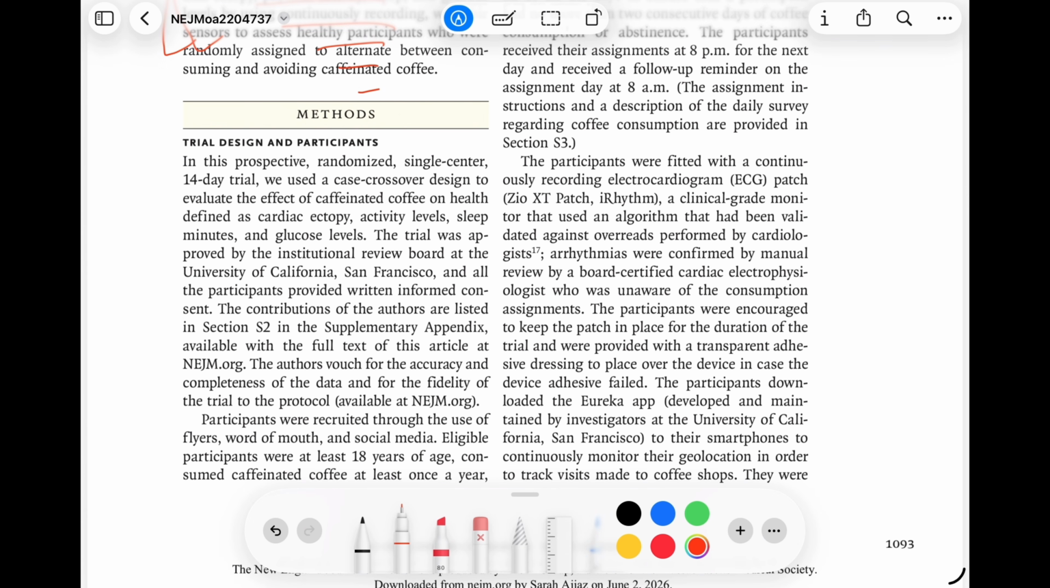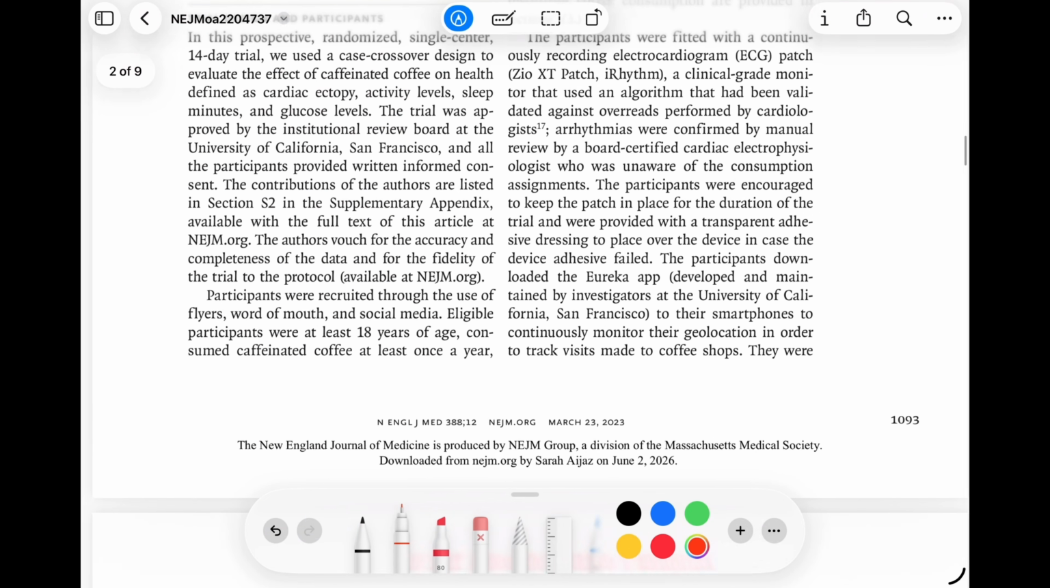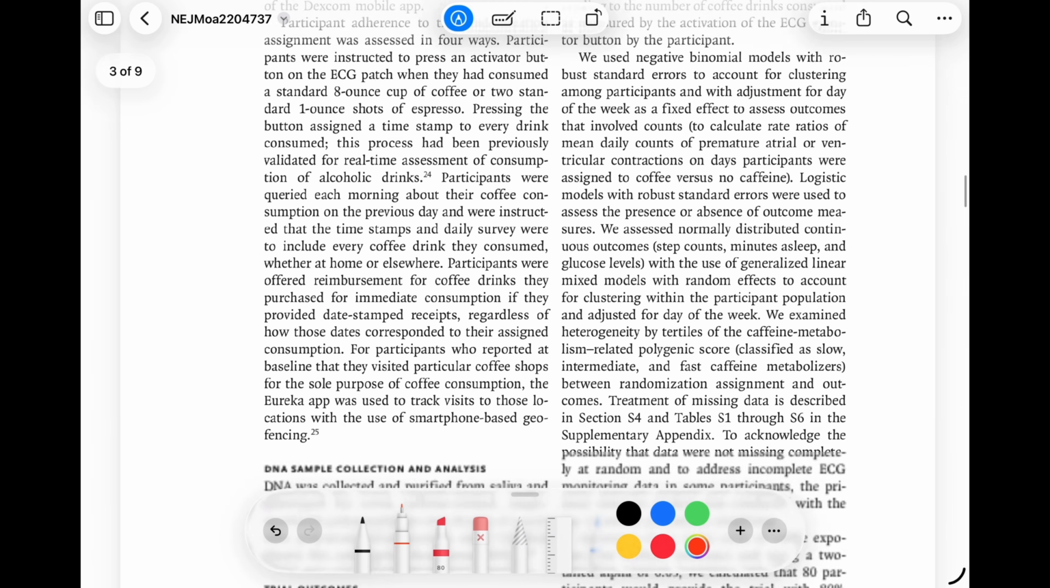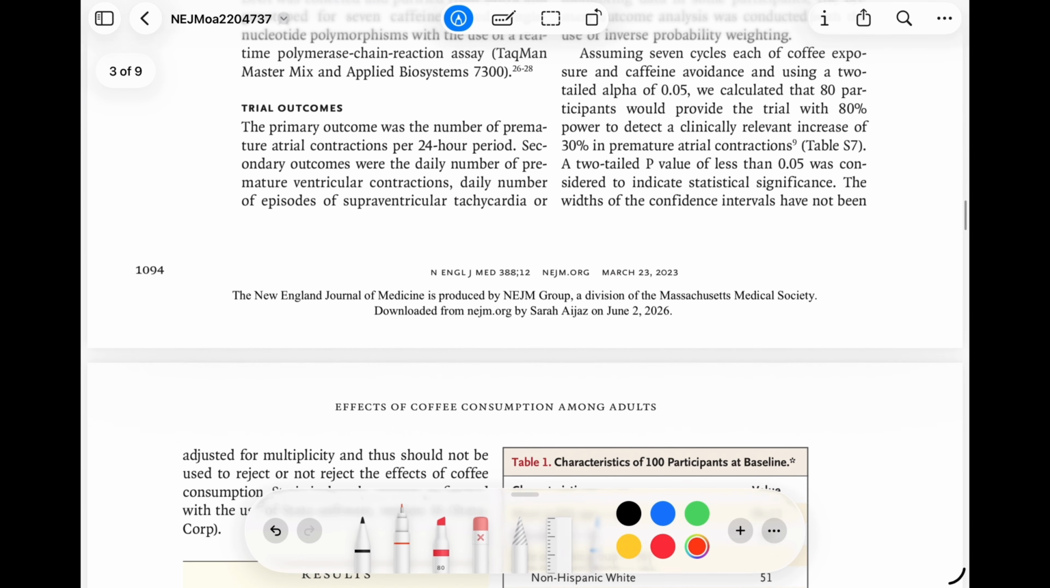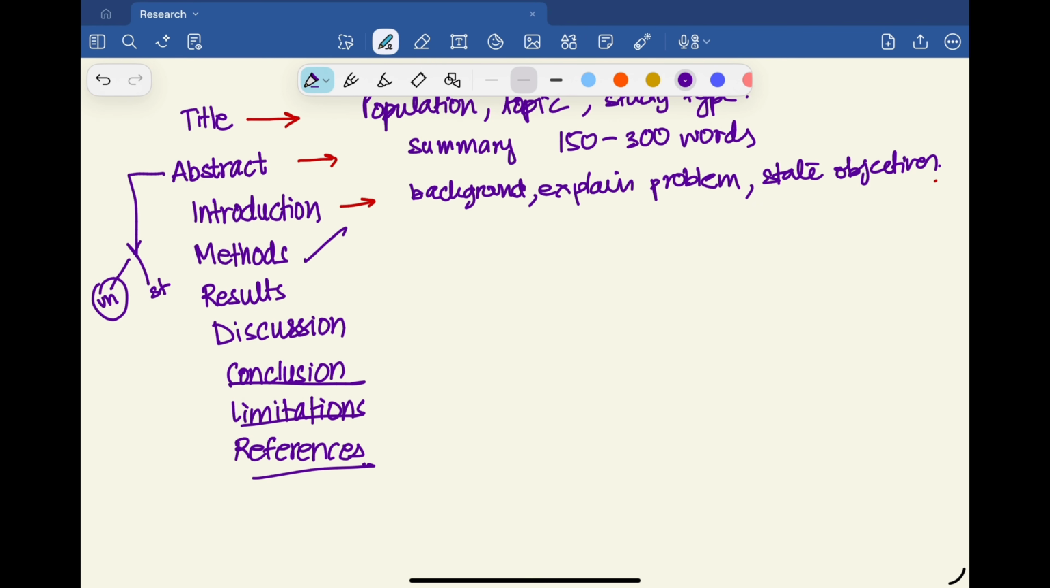Okay, so that's the method section. It just includes all the details of how the study was conducted, all the statistical analysis and all that stuff, right? Okay, now below the method section, we have got the results section.